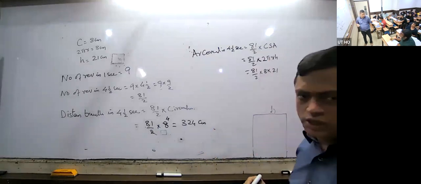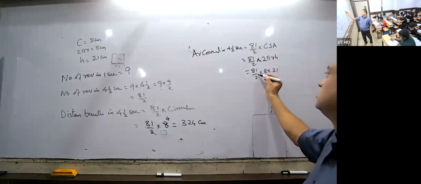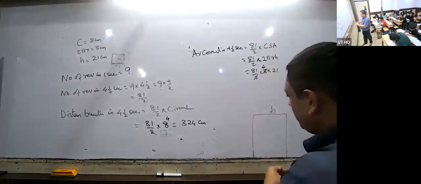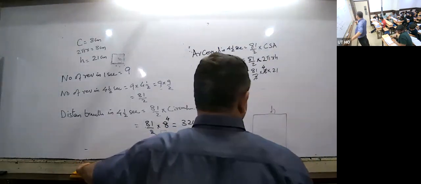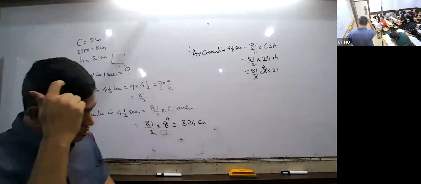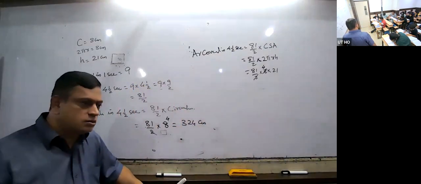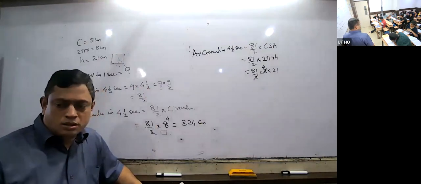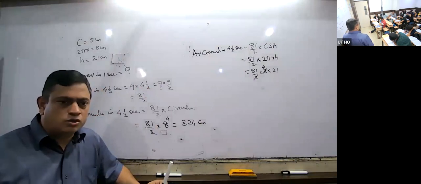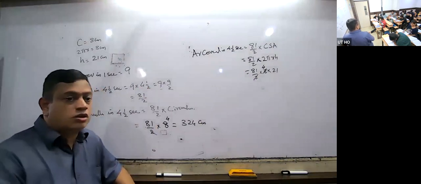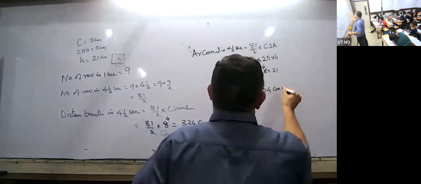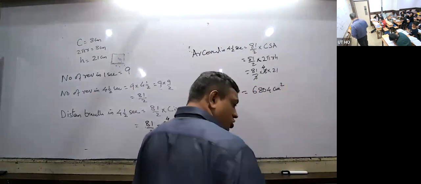Rasim, do you need to find out again or not required? So, how much? 81 into 4 into 21. 324, 6, 6, 8. Multiply and find out. 81 into 4 is 324. 6804. What is the unit? Centimeters. 6804 centimeters square. Are you followed or not? Yes, sir.